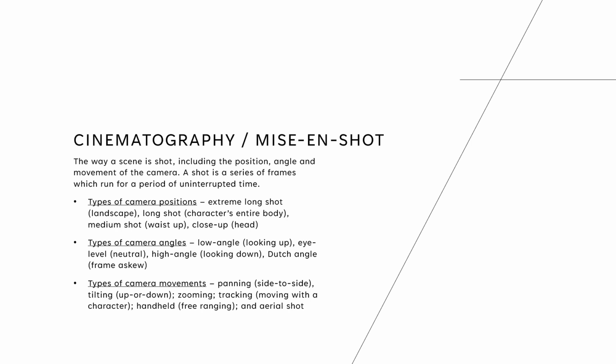Then we have types of camera angles. These include the low angle. This is when the camera is looking up at a character, often signifying their power or authority or dominance. There's a medium angle. This is when the camera is eye level with the character, signifying neutrality or empathy between viewer and character. There's a high angle shot. This is when the camera is looking down on the character. Often this signifies the character's vulnerability.